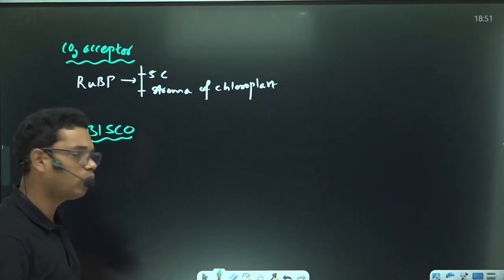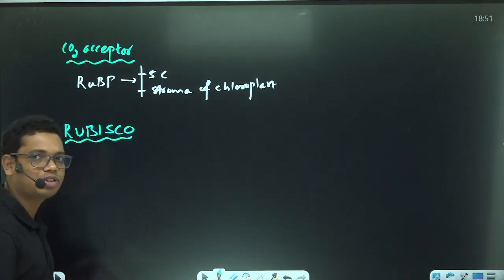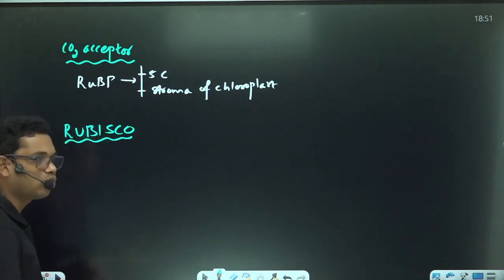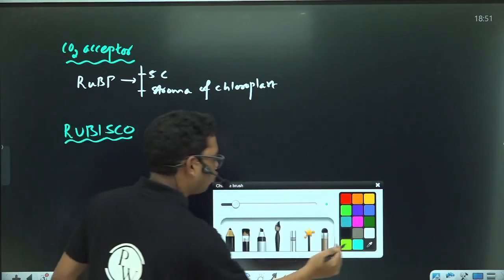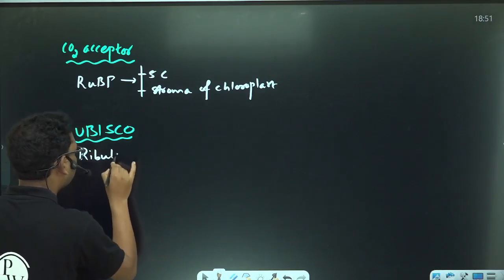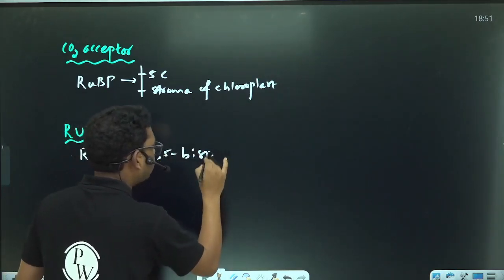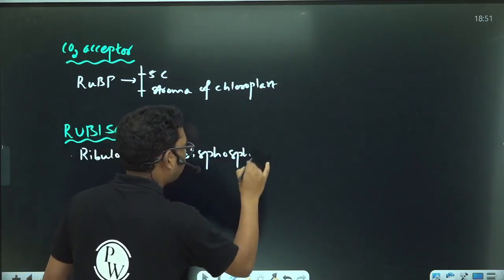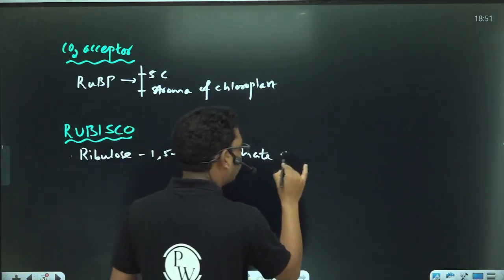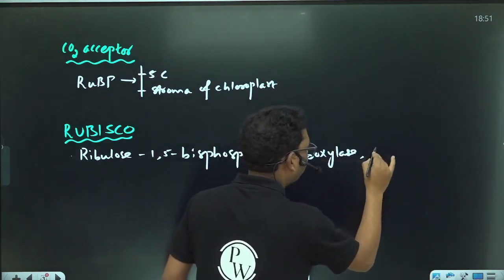What is the full form? Ru means ribulose, bis means 1,5 bisphosphate, C means carboxylase, O means oxygenase. Let me write the full form over here. So this is ribulose 1,5 bisphosphate carboxylase oxygenase. C for carboxylase, and O for oxygenase.